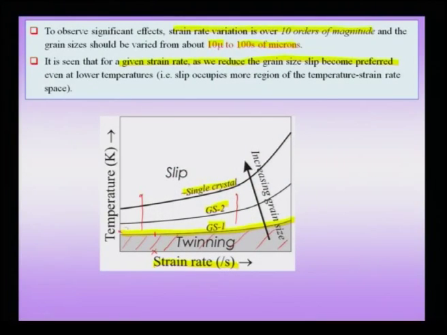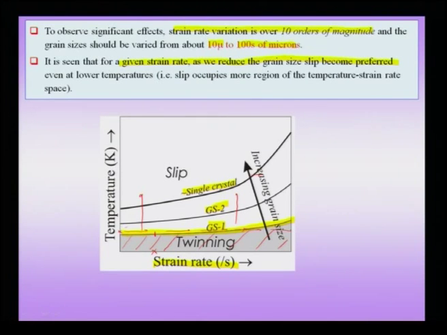Now for a given temperature, suppose I increase my strain rate, which means that I am giving lesser time for thermal activation to take place, then you observe that the mechanism changes from slip to twinning. So similarly for other grain sizes, if you increase the strain rate then you cross this line, and that means you go from slip to twinning as you increase the strain rate.